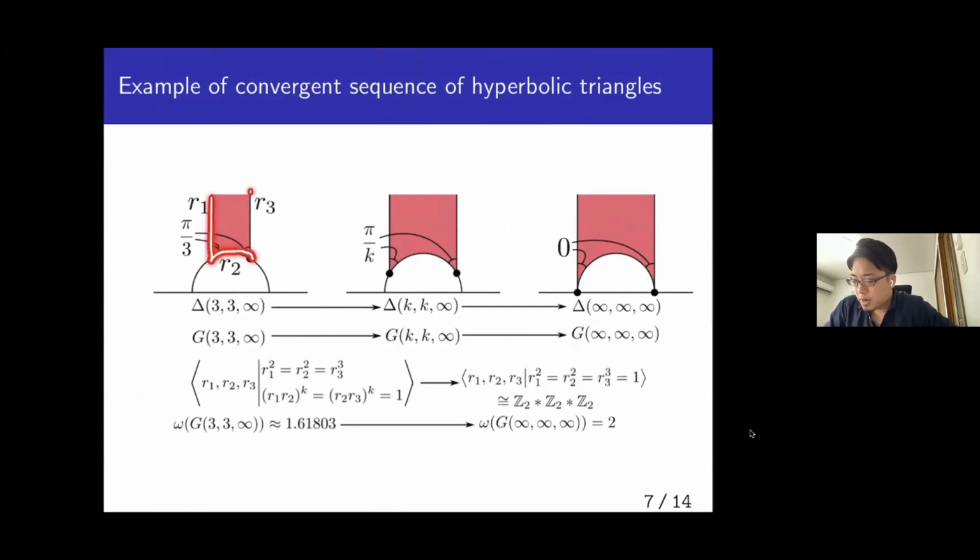So this denotes a hyperbolic triangle. Like this, the interior angle is pi over 3. This corresponds to pi over A1. And this interior angle is also pi over 3, and this corresponds to pi over A2. And here, the two edges meet at a point on the boundary at infinity. This means that A3 equals infinity. So we can write this hyperbolic triangle as Delta(3, 3, infinity).